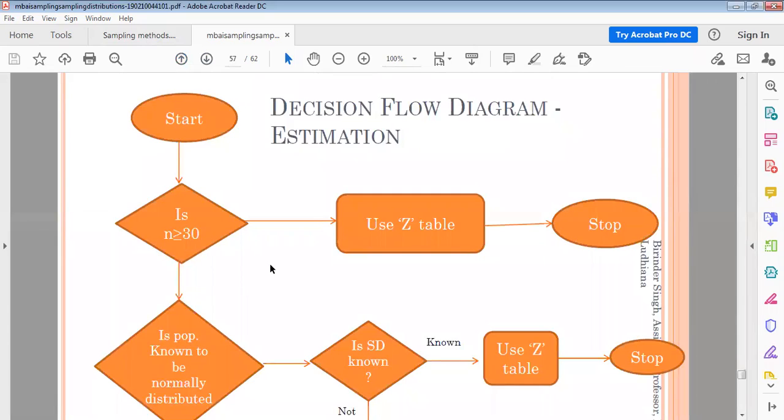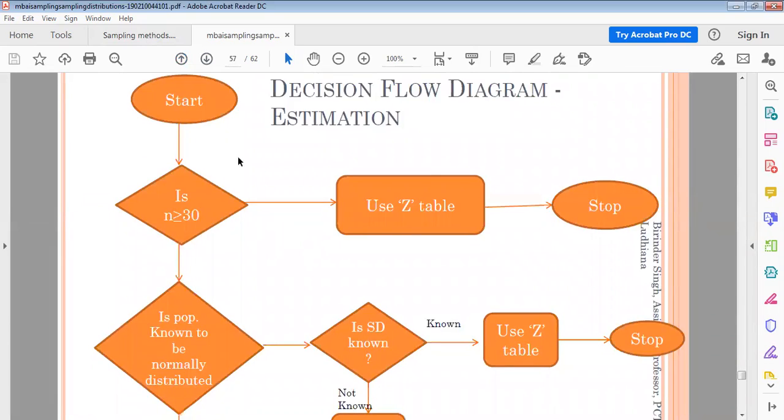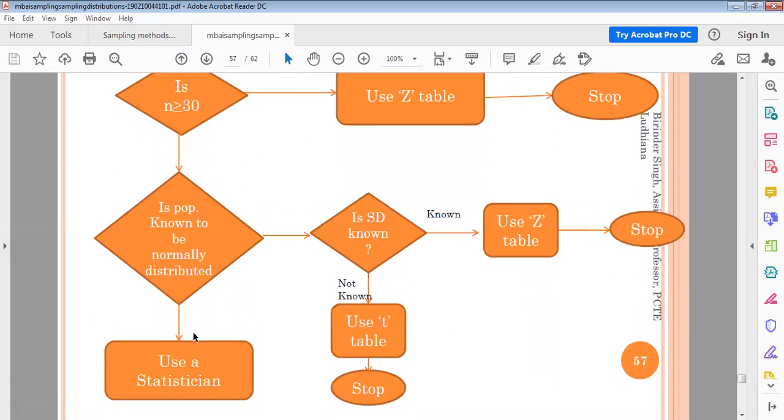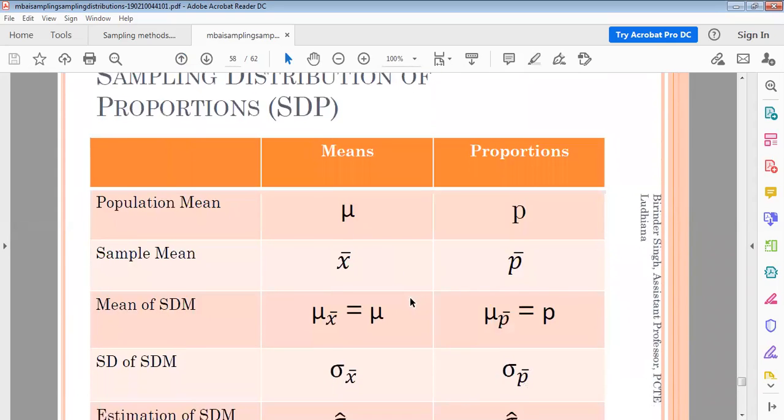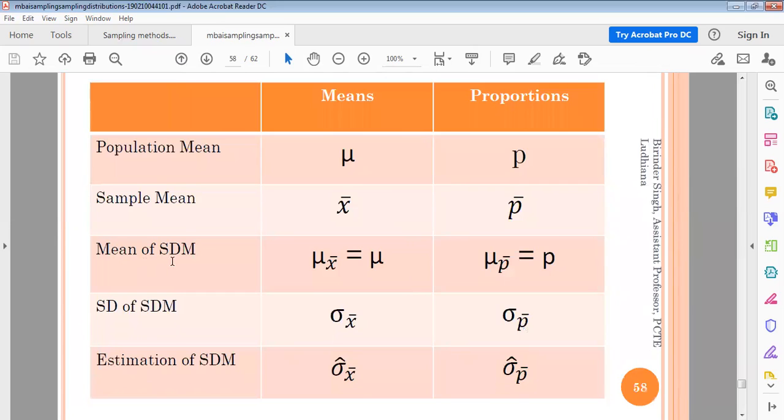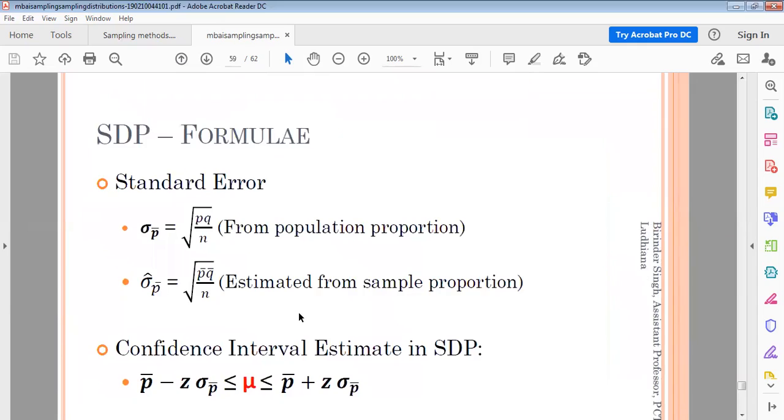Now the decision flow for estimation. If we start with the sample, if sample size n is greater than or equal to 30, then we can use the z transform. If the population is known to be normally distributed, then use the z statistic. Otherwise, is the standard deviation known? If yes, known, then z statistic. If not known, then t statistic. So population mean, sample mean, standard deviation, sampling method, this is the parameter.